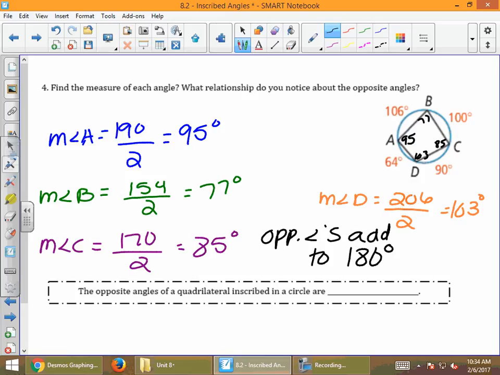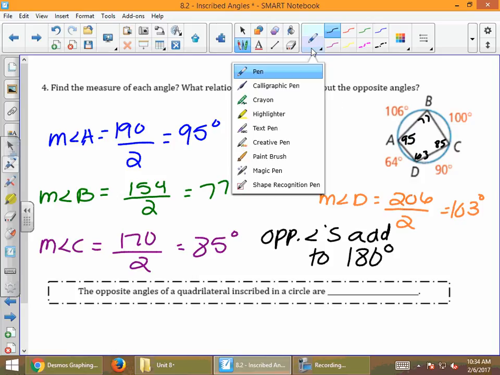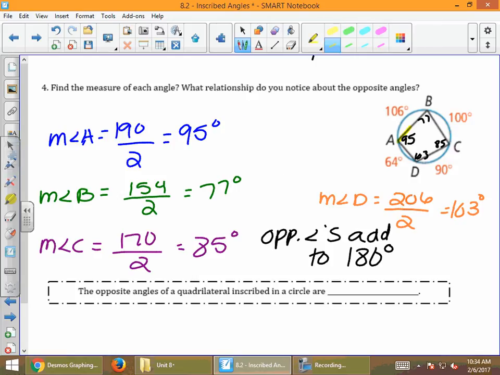And if you notice, what kind of shape is this? I'll highlight it. How many sides does it have? 4. What do we call a 4-sided figure? The general one. What is it? Quadrilateral. So if you notice, we have a quadrilateral. It's inscribed in the circle because all the vertices are on the edge. And we did all this work and we found out that the opposite angles add to 180.